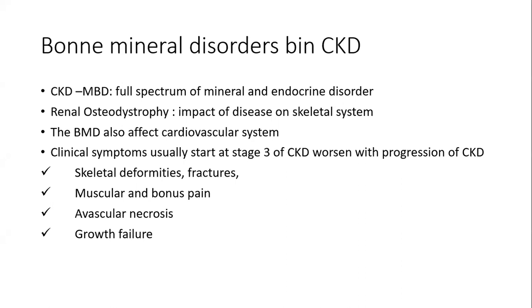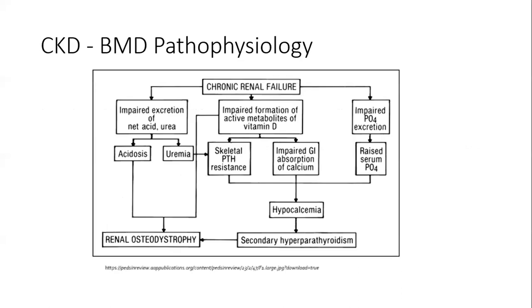The clinical symptoms usually start at stage 3 of chronic kidney disease, and of course they worsen the progression of the chronic kidney disease. So what you can see may be skeletal deformities, fractures, muscular and bone pain, avascular necrosis of the femurs, and growth failure, which is the most common.